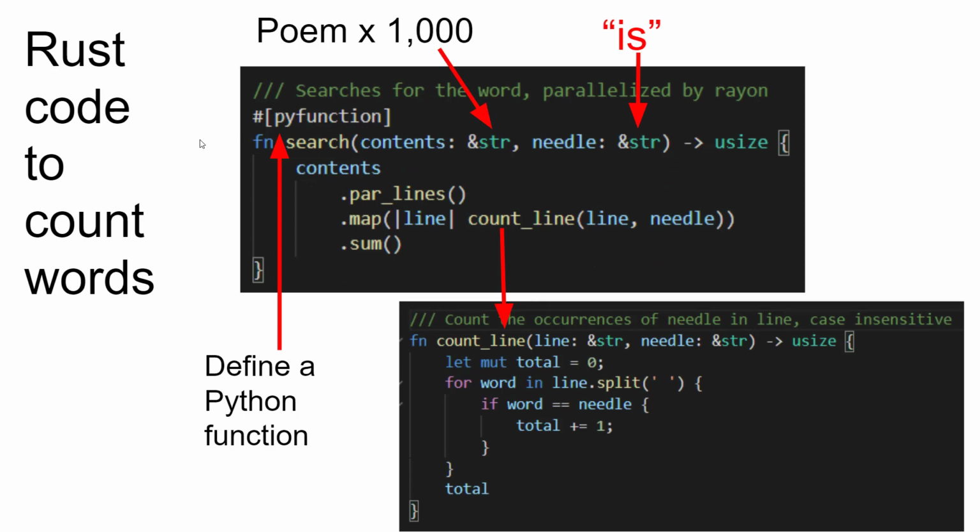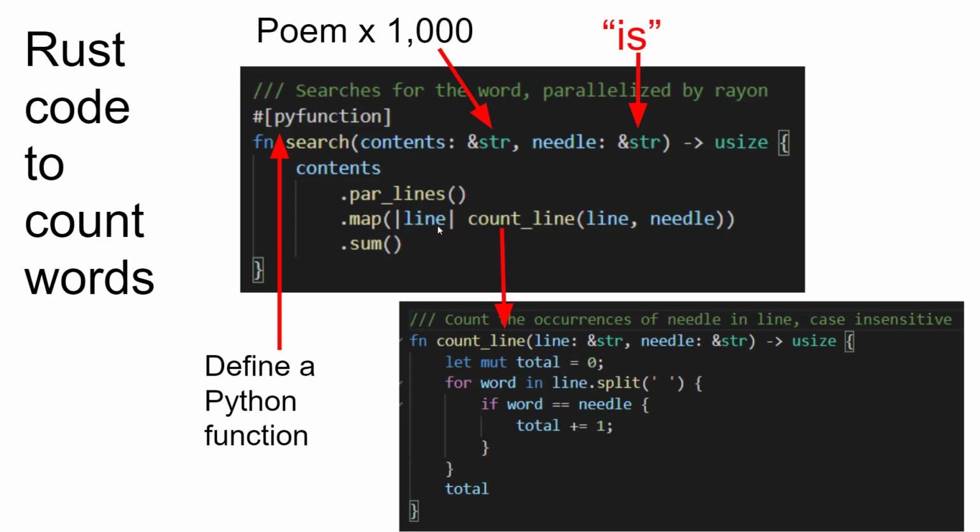Rust code to do the identical function is similar in length, and one of the reasons why is because of what PyO3 offers. PyO3 offers attributes such as the pyfunction attribute that allows you to define a Py function, or a Python function, in Rust. So it takes care of a lot of the boilerplate, and we have our Rust function now where that poem will be passed in, and then the word is will be passed in.